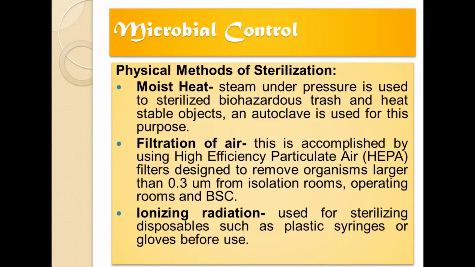Next, we are using ionizing radiation. This is used for sterilizing disposables such as plastic syringes or gloves before use. So these are the physical methods for sterilization: moist heat, filtration of air, and ionizing radiation.